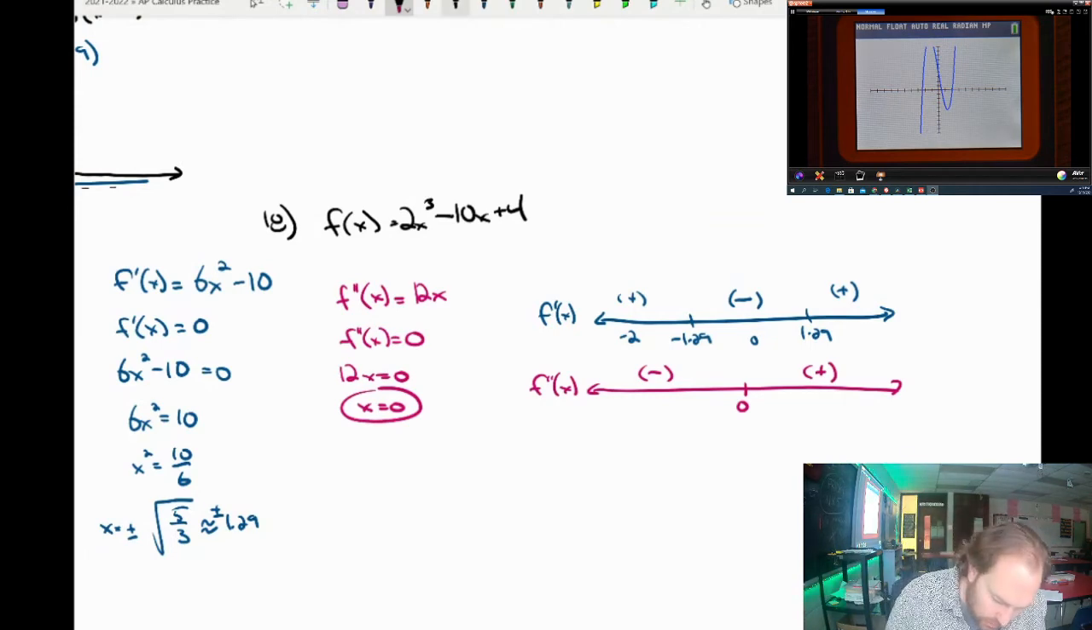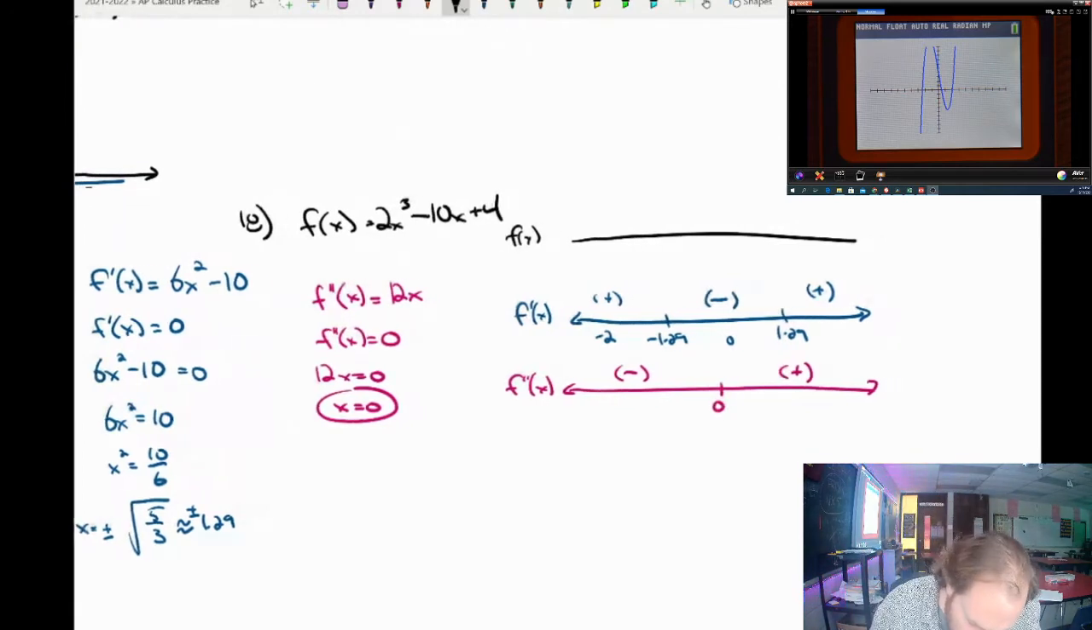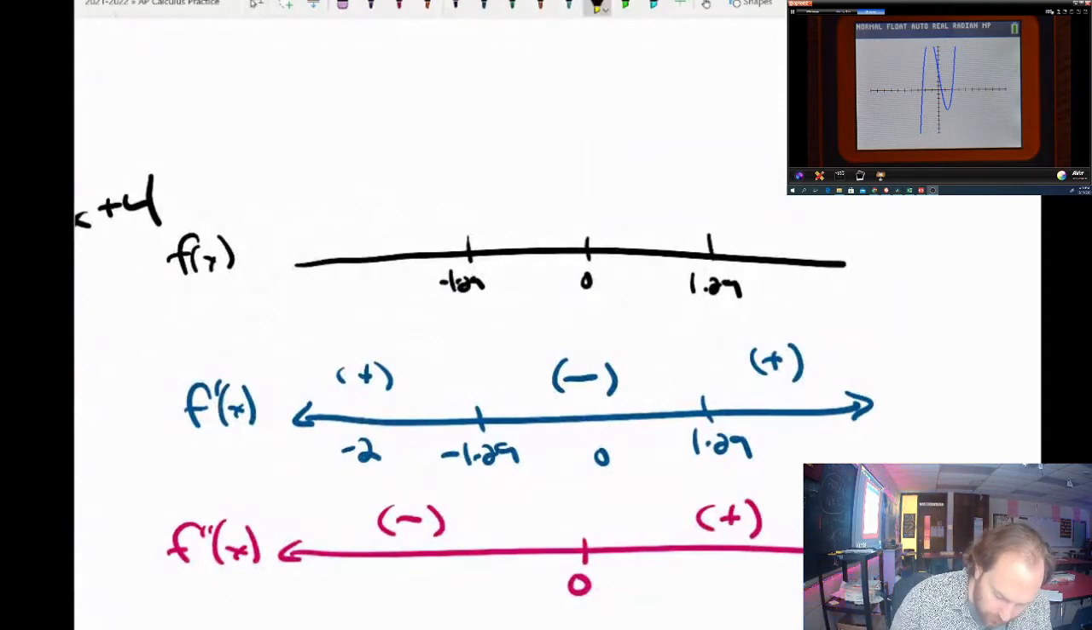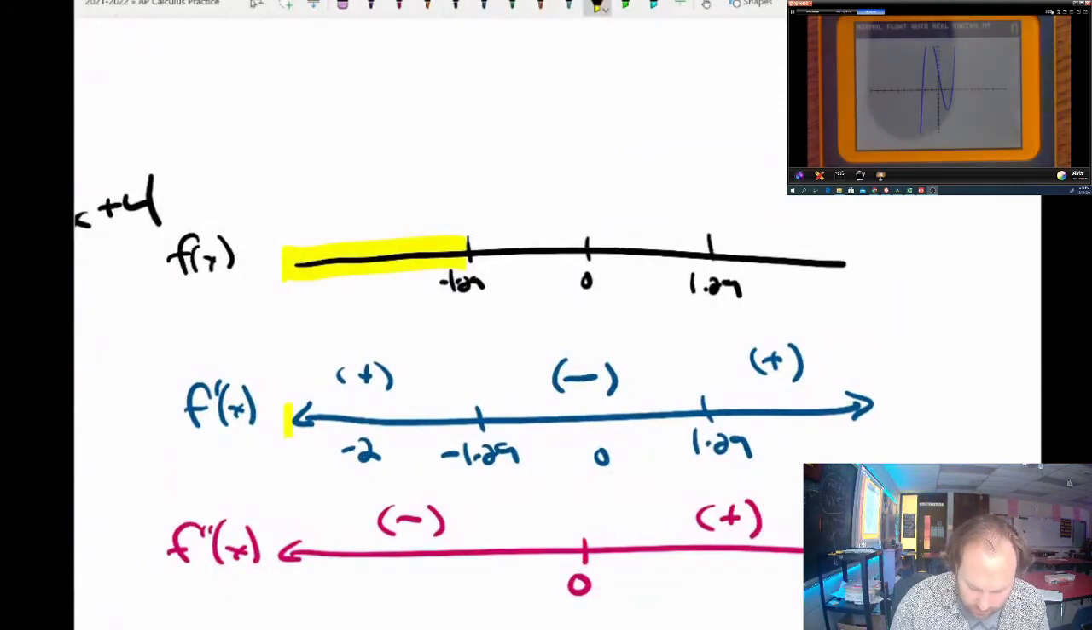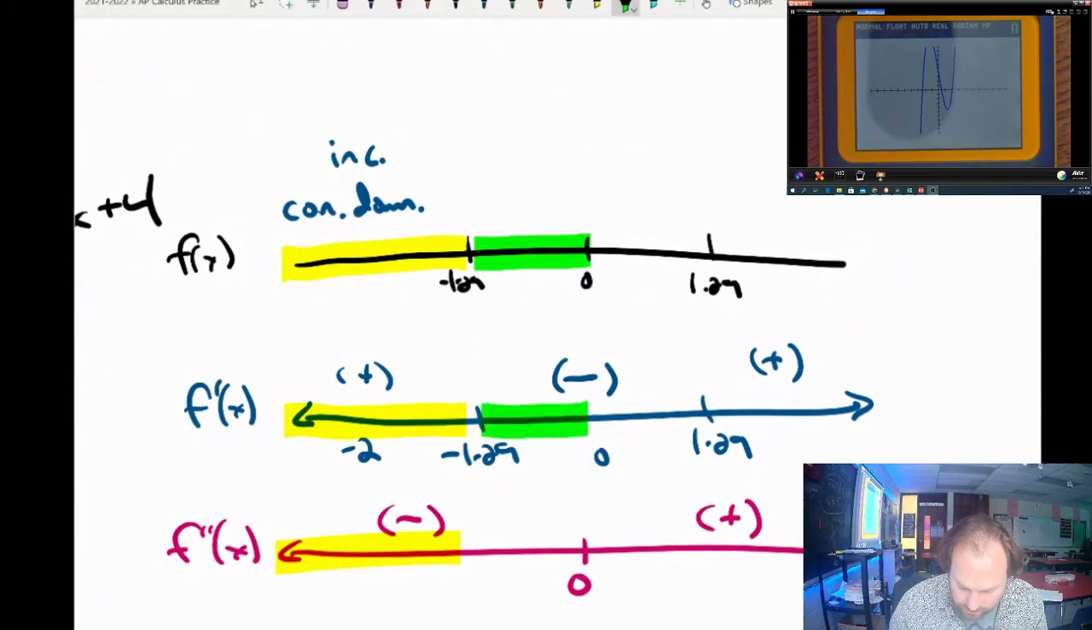So what's going on here? Let's look at our f of x, and we'll break it down analytically by putting down every spot where there's a switch. We have negative 1.29, we've got 0, and we've got positive 1.29. And here's what we know by looking at this little chart that we've built. On this first range, the graph is increasing and concave down. Then from this range right there, it's decreasing and concave down.